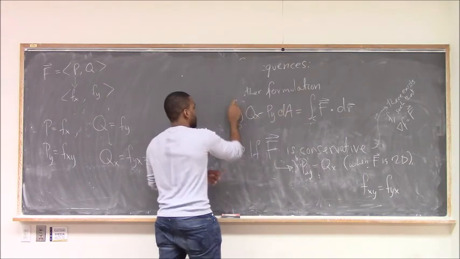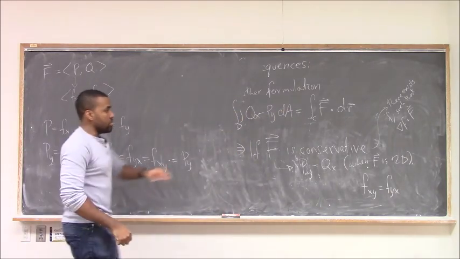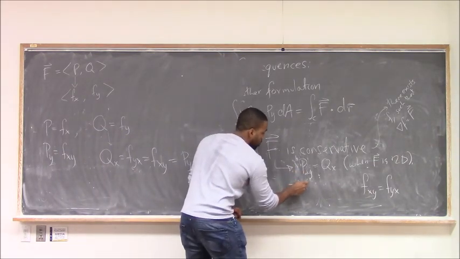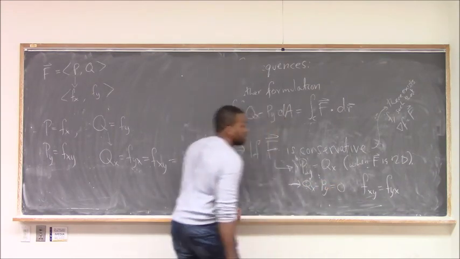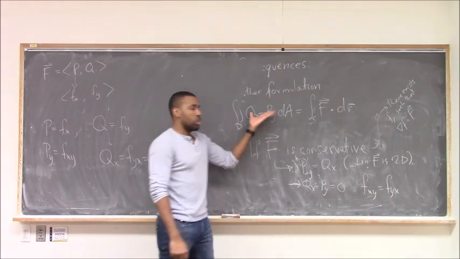Well, this equation you should know already. This is Green's theorem. So in the event that f is conservative, this equation is true, which of course means that qx minus py is just 0. And so according to Green's theorem, the work integral will output 0.